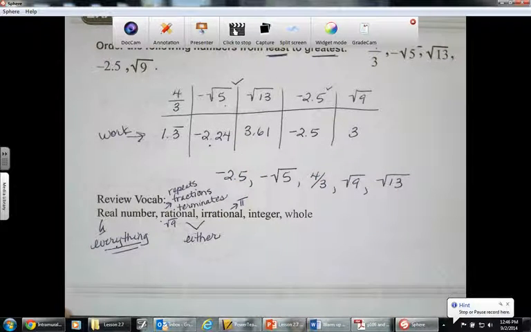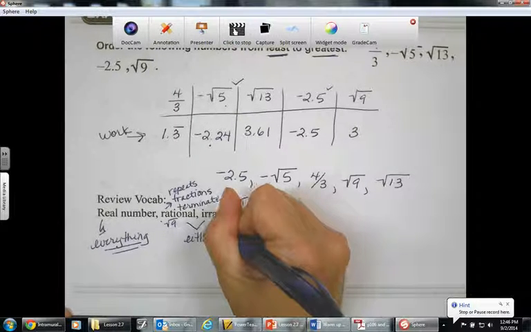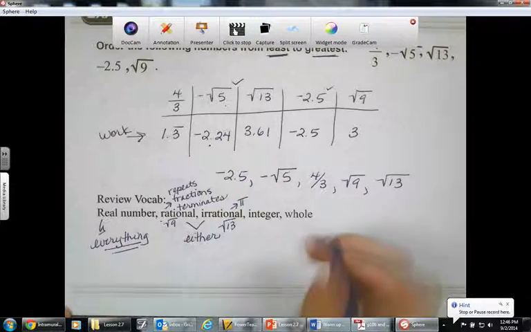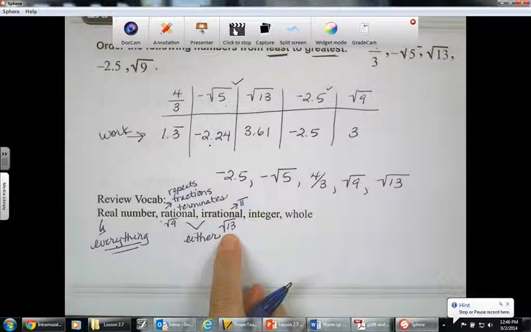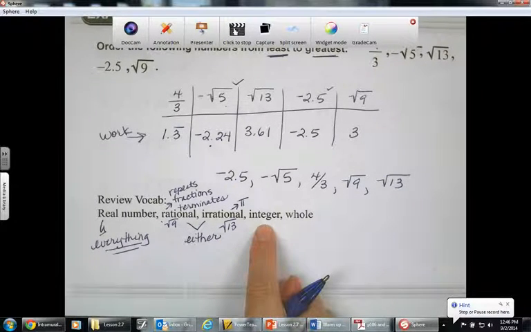Because irrational numbers go on forever and ever. They don't stop. They don't terminate. They don't repeat. Other things that are irrational are like the square root of 13. Any square roots that aren't perfect are also irrational. So if you can remember those two things, you're good. Okay? We just talked about integers a second ago. Those were your positive and negative whole numbers.